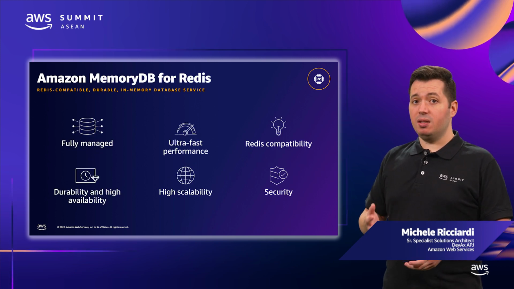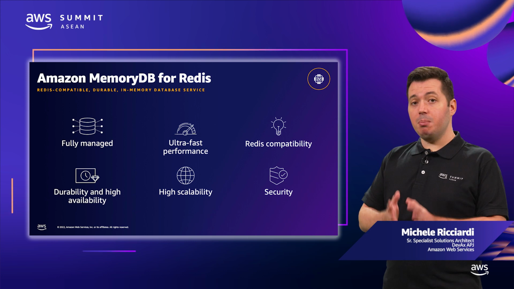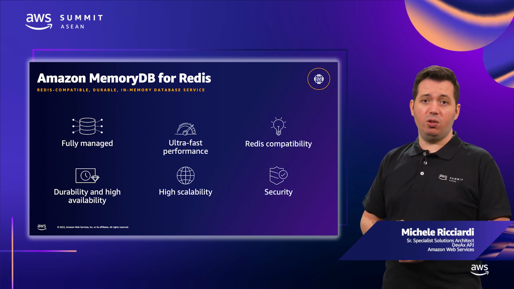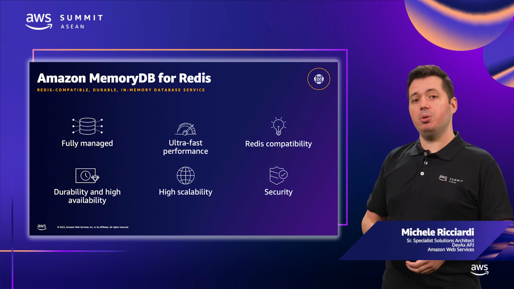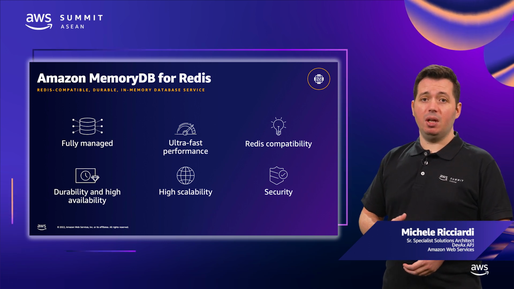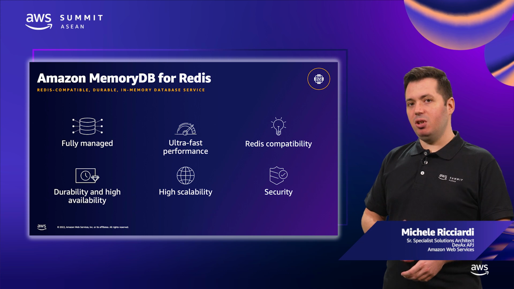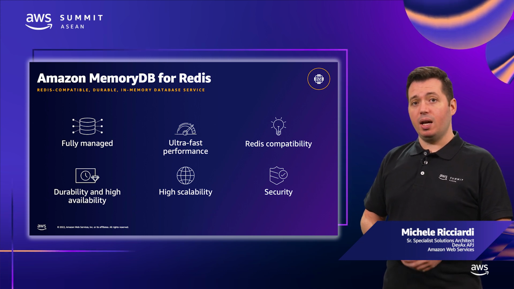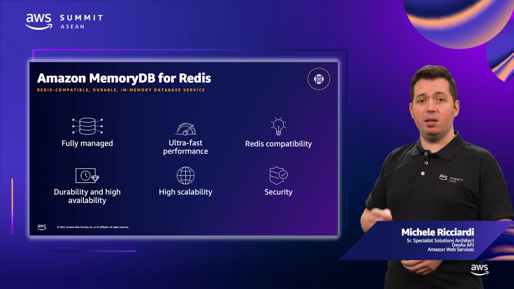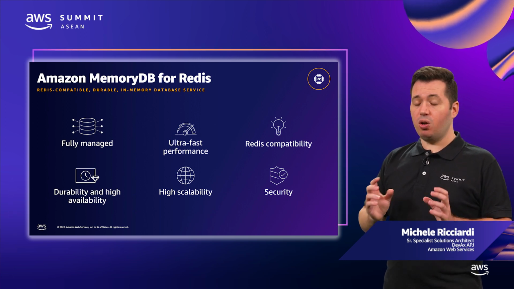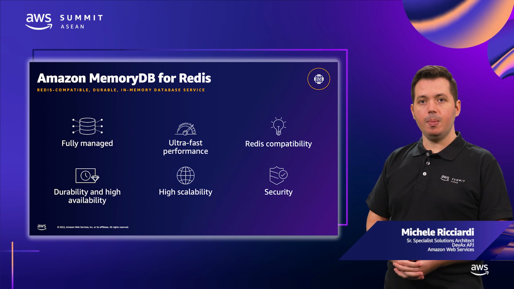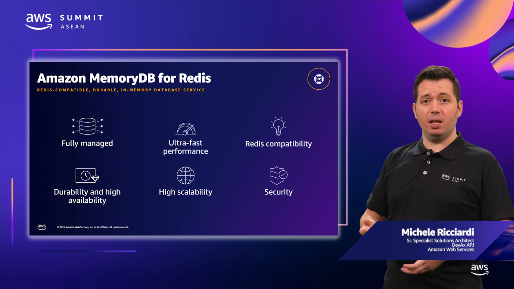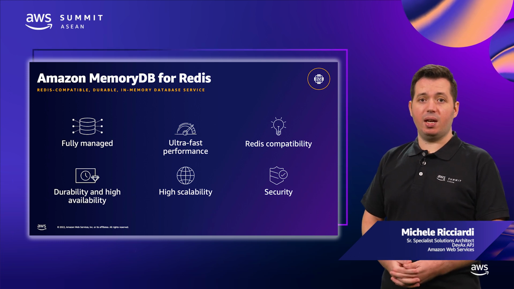However, for use cases where you'd like to use an in-memory data store as the primary database and also have high durability requirements, you have the option of Amazon MemoryDB for Redis. MemoryDB is fully compatible with Redis, and to achieve high durability, it leverages a distributed transaction log across availability zones. This enables durability, but also fast failover, database recovery, and node restarts.